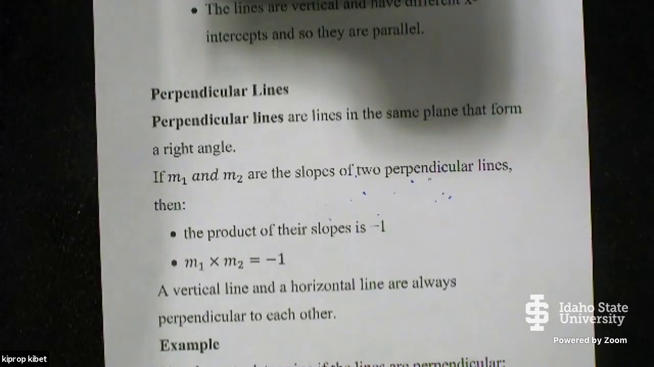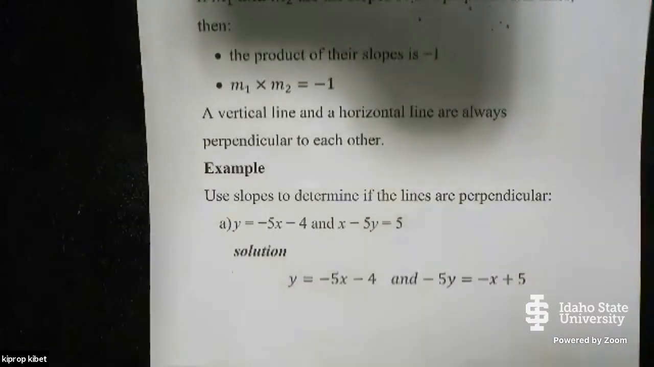So example number 1. y equals -5x minus 4, and minus 5y equals -x plus 1.